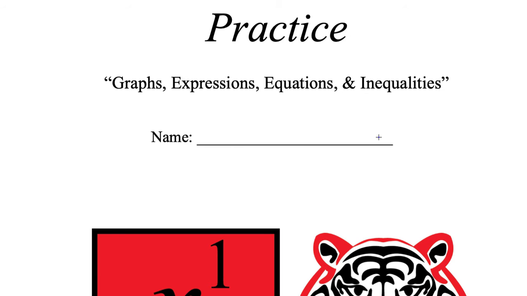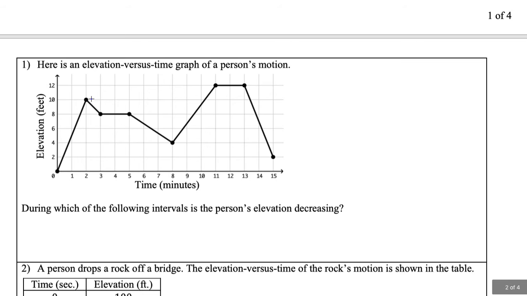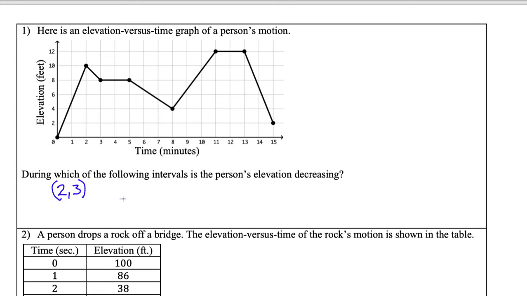Welcome to Algebra 1. Here's our key. Yep, so decreasing means you're going down, so the answers were between 2 and 3. And I'm going fast because we've been working on this for like 5 minutes now. 5 and 8, and between 13 and 15. 13, 13, and 15. That was a bad 3.